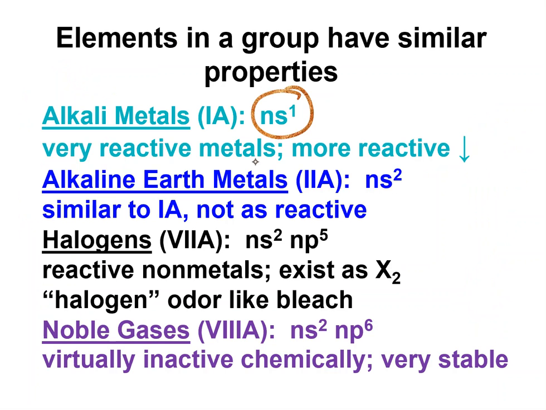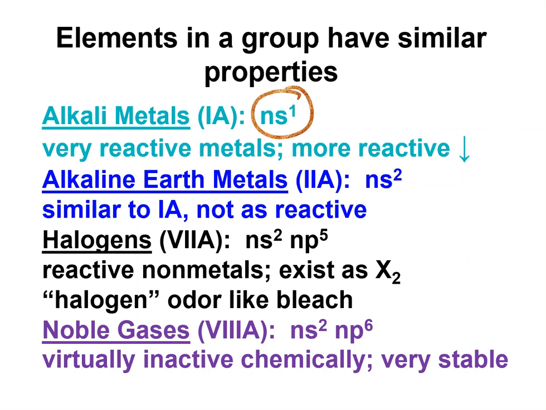Anyway, know that they're very reactive, and they're more reactive as you go down on the periodic table. Metals are reactive if they give up electrons, and as you go down on the periodic table, they're bigger, so their outside electrons are held less tightly because they're away from the nucleus, so they're more easily removed. But anyway, alkaline earth metals, the second column.